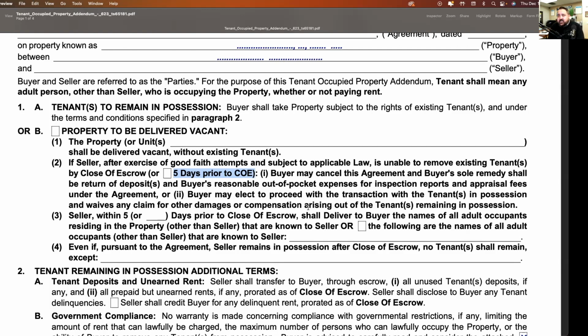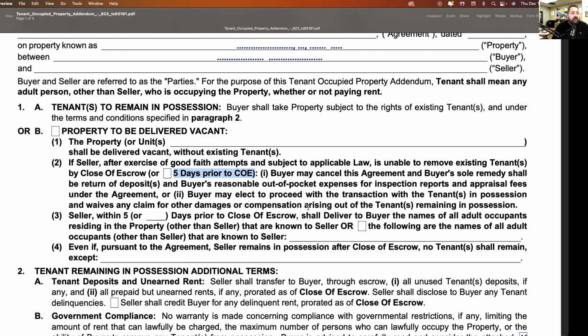If that's the case, you would have to do an amendment of existing agreement terms, right? A form we talked about last week, where you're now saying buyer and seller agree that the buyer is receiving the property with tenants in possession, or will close escrow with tenants in possession, okay?